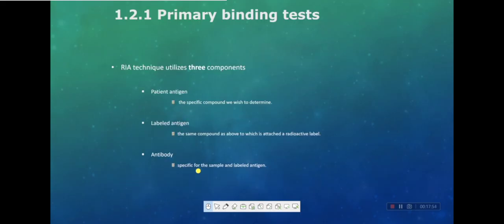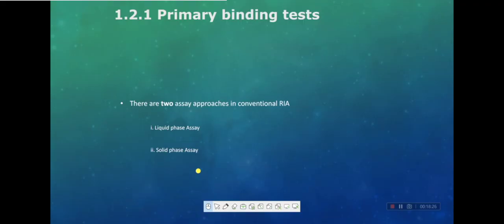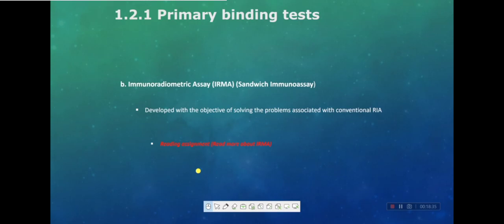Now talking about the components that are used in the RIA technique. Generally three components are used. These are the patient antigen, which is the specific compound that we have to determine. The second one is the labeled antigen, which is the same compound as the patient antigen, attached to a radioactive label. And the third is the antibody, which is specific for the sample and labeled antigen, right? The RIA can be performed in two ways. The first one is the liquid phase assay and the second one is the solid phase assay, right?